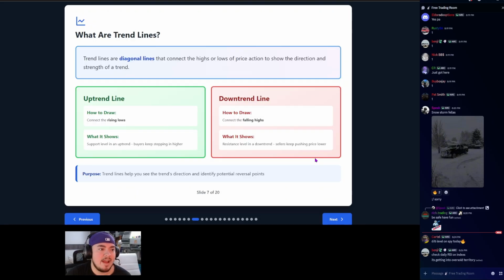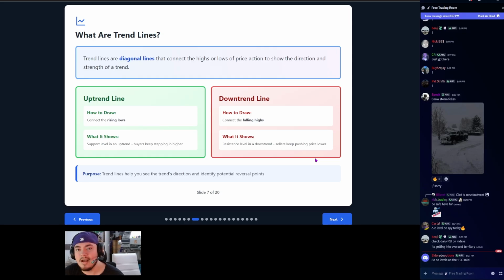Trend lines are diagonal lines that connect highs and lows of price action to show the direction and the strength of a trend. If you guys remember, in class 2, we went over higher highs, higher lows, how to identify an uptrend, how to identify a downtrend. Trend lines are simply connecting these higher highs and higher lows, or lower lows and lower highs, and visually seeing where the trend is headed.